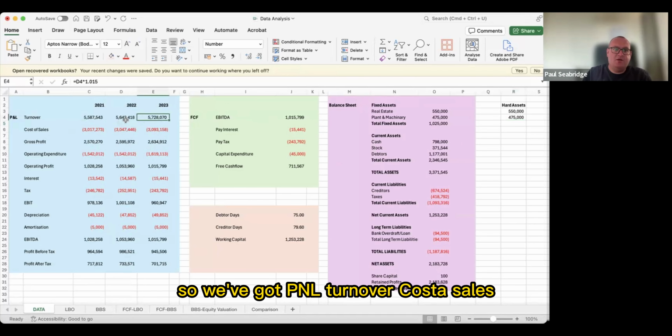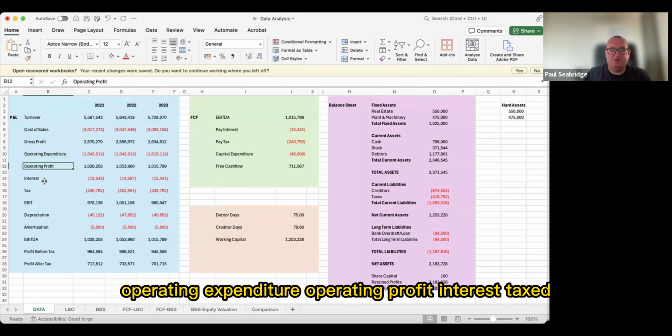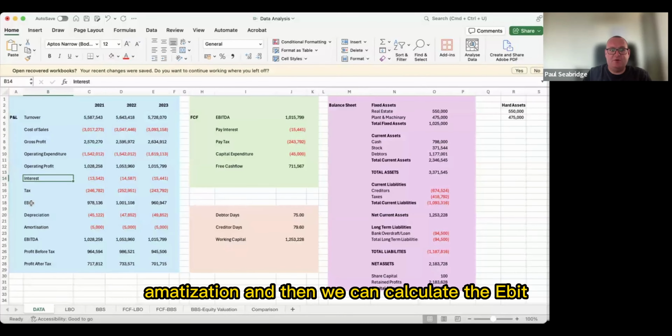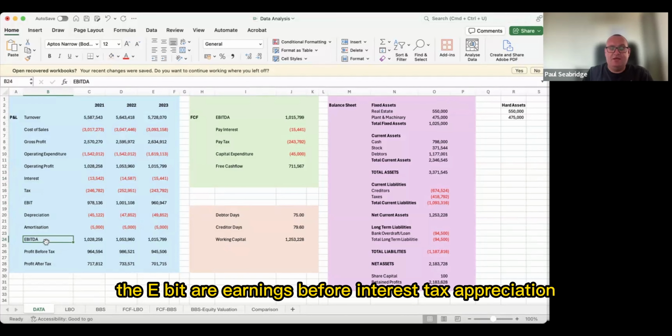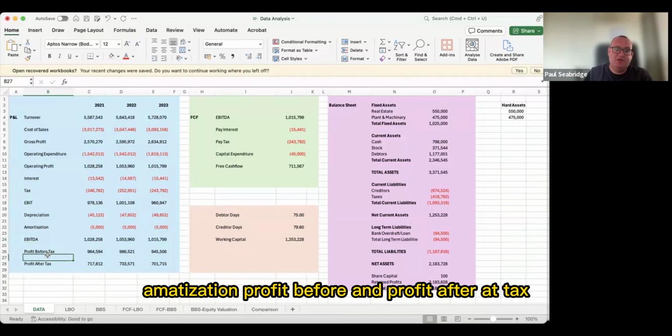accounts. So we've got P&L, turnover, cost of sales, gross profit, operating expenditure, operating profit, interest, tax, depreciation, amortization, and then we can calculate the EBIT, earnings before interest and tax, EBITDA, earnings before interest, tax, depreciation, amortization, profit before and profit after tax.